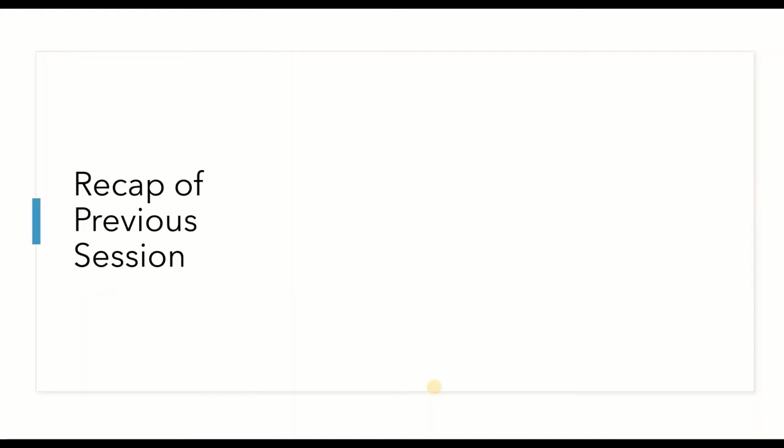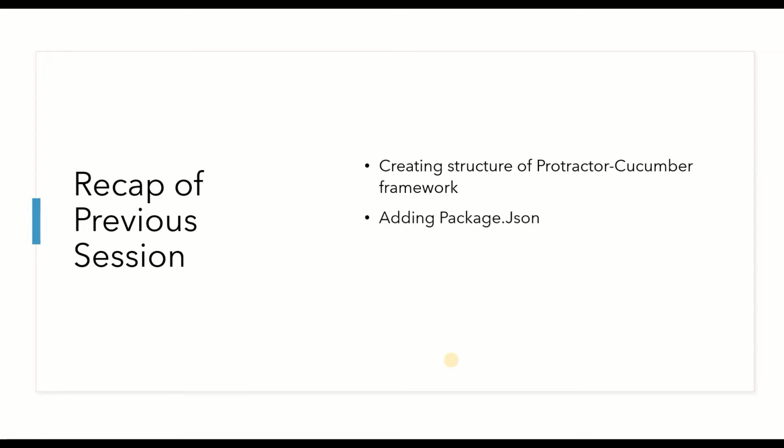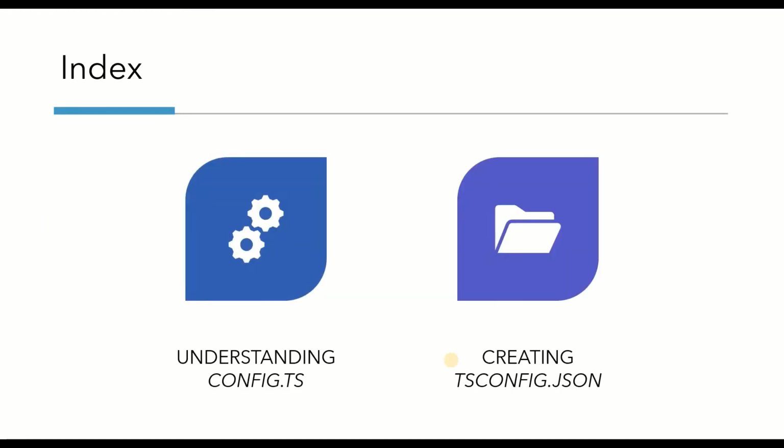So let's have a quick recap of what we did in the last video, guys. In the last video, we created the structure of the Protractor Cucumber framework. We'd also added a package.json file. Let's have a look at what we are going to do in this video, guys. So in this video, we are going to understand config.ts and we are going to create and understand the tsconfig.json file.